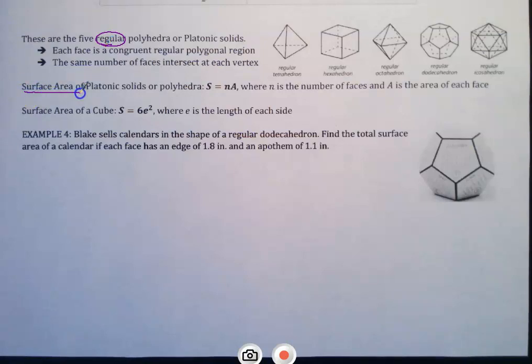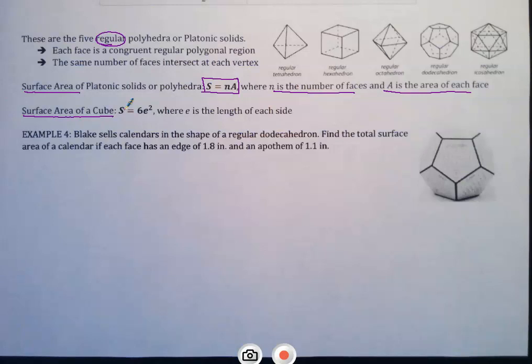The surface area of a Platonic solid is S equals N times A. N is the number of faces. A is the area of each face. Or we have the surface area of a cube, which we talked about in our homework and pulled out that formula as well. So it's kind of a cool example.